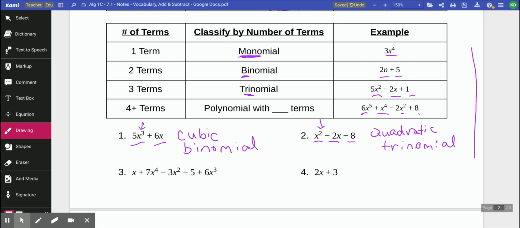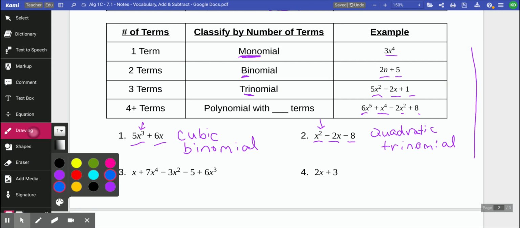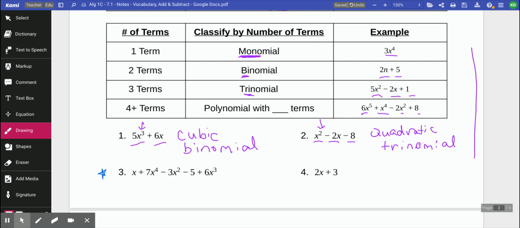Okay. And if I look at number 3, so we're going to look at number 3 next. This one is not in standard form, right? So if I just looked at my first term, I would say, oh, this is linear, but only the first term is linear. It's not the degree of the whole polynomial. So the first thing I want to do is just rewrite this so it's in the standard form. So I'm going to start with my biggest exponent, so 7x to the 4th. And then we're just going to count down. So do I have anything to the 3rd power? Yes, I have 6x to the 3rd. So we're going to do that next.